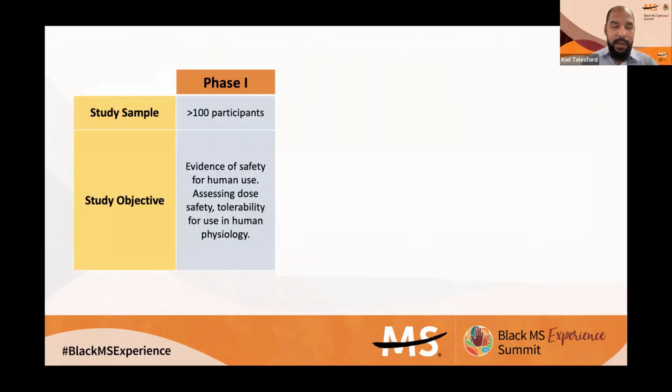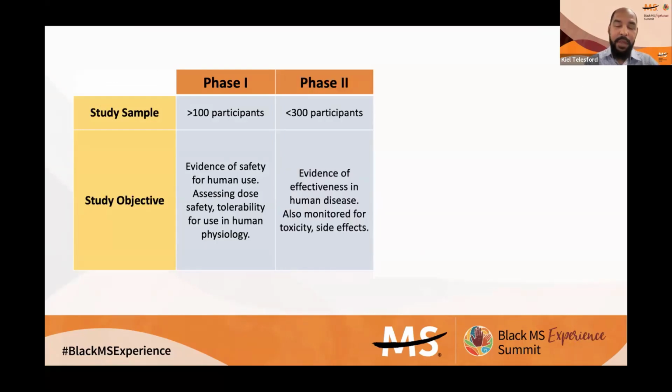Just briefly touching on a general definition of types of clinical trials according to phases that you may be familiar with. Promising drug candidates used in human participants for the first time are phase 1 trials, usually with less than 100 participants, really looking for evidence of safety in humans, assessing dose, safety, and tolerability in the context of human biology. In phase 2, we increase the number of participants, now looking for evidence of effectiveness in the condition, and participants are also monitored for safety and toxicity.